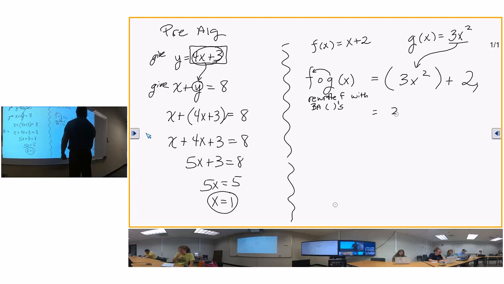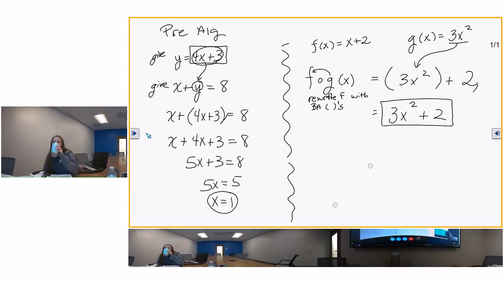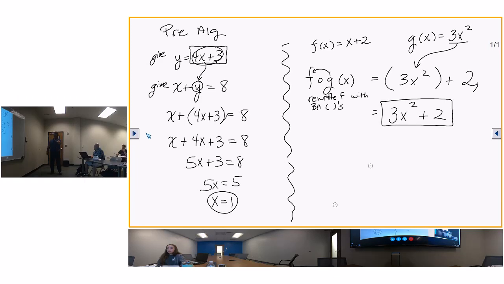3x squared plus 2. That's all you do. You just plug in and simplify. Now, there's not much you can do with that, so that's why I didn't simplify.